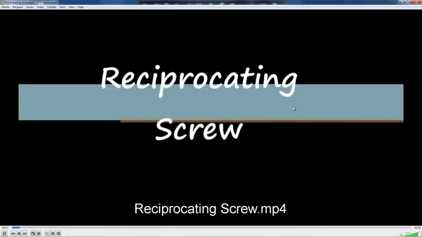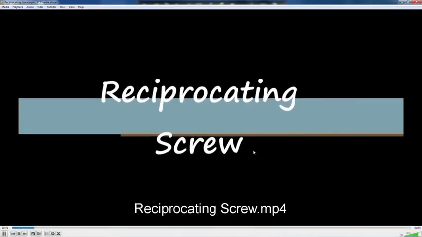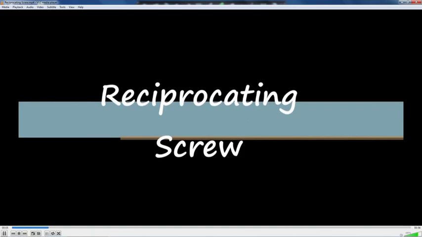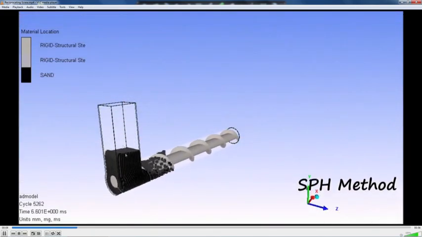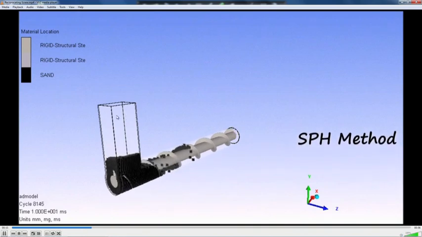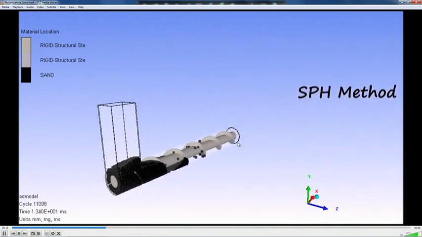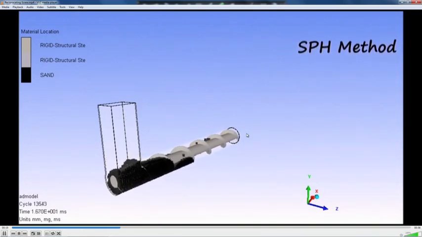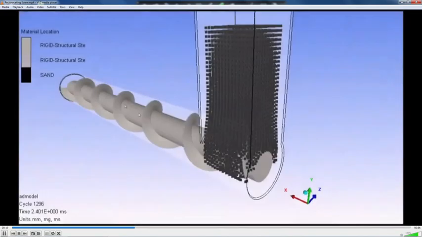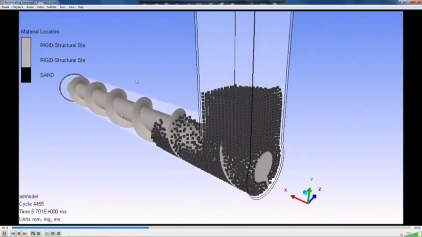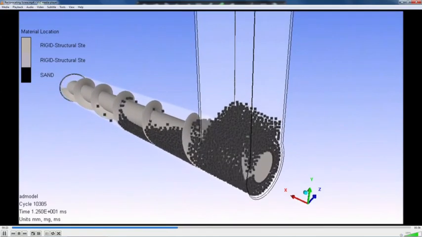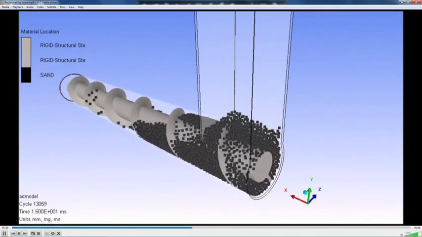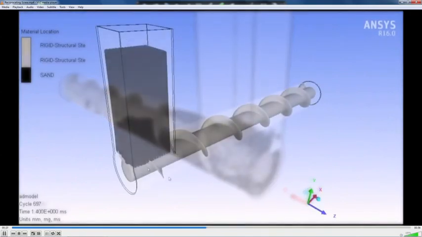So, the video is coming up right here. This is how the reciprocating screw basically pushes the material towards the injection chamber. The material is coming from here through the hopper, and then you see that the screw is axially retracting. So, you see another look of it. The screw is axially retracting, and in the process it is pushing the particles towards the injection chamber.